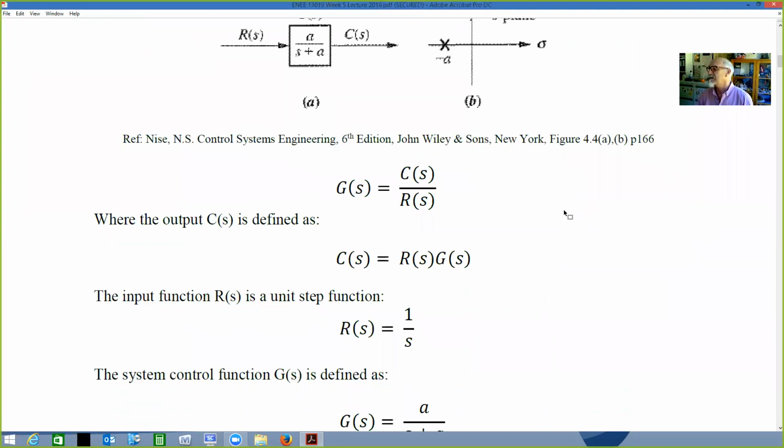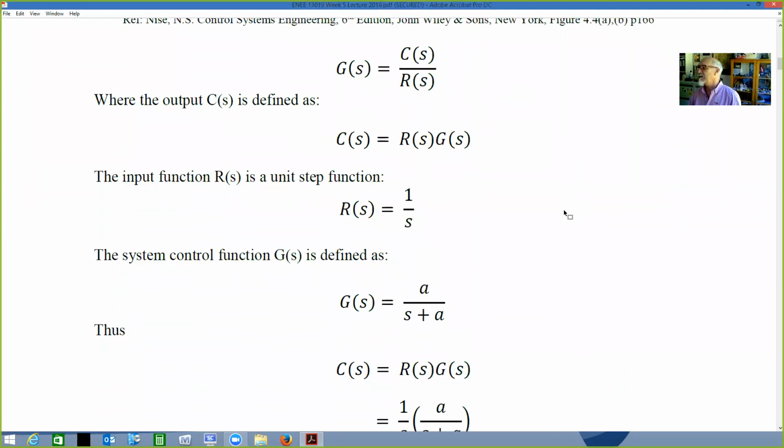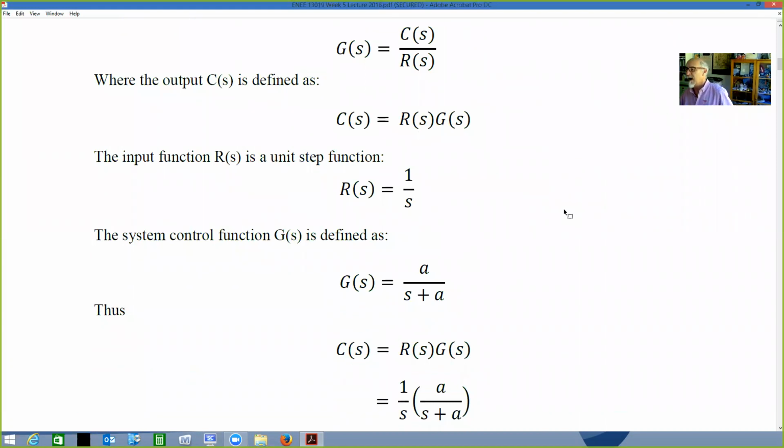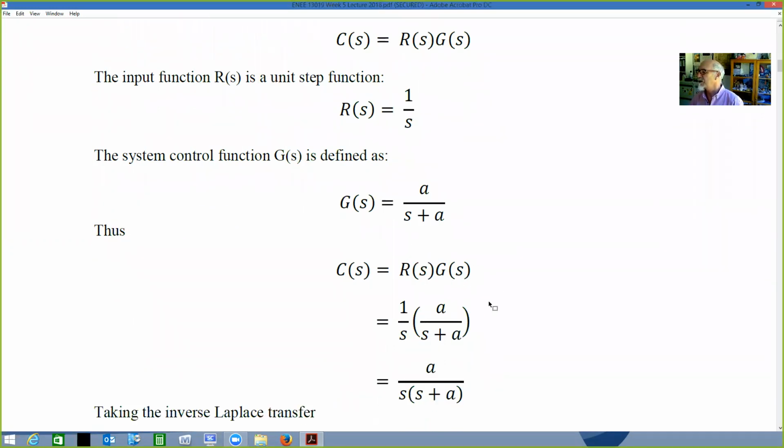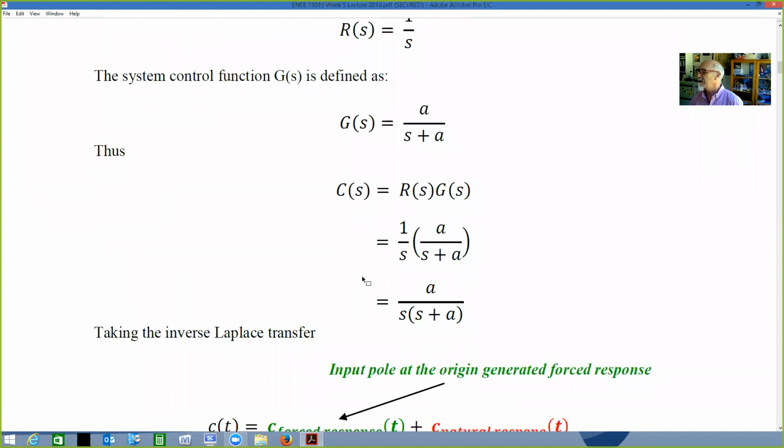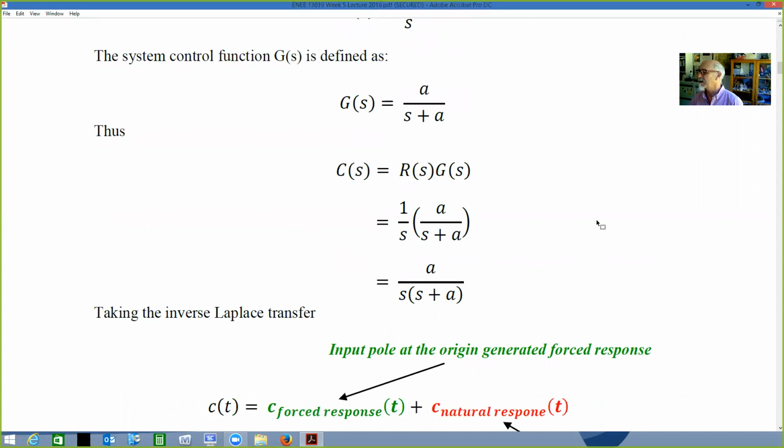Now looking at the transfer function, G(s) equals the output over the input, so that's C(s) divided by R(s). So our output function, we can rearrange that from our transfer function. So C(s) equals R(s) times our transfer function, G(s). And then the input function, we said it's a unit step, so that's 1 on s. We already know that this is our control function. So using that expression, we can multiply through, and therefore our output function can be defined as a divided by s times s plus a.